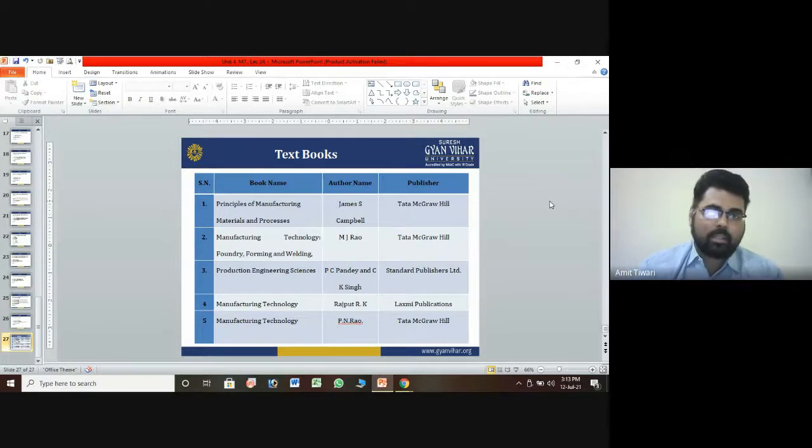So you can understand all these types of forming processes, foundry processes, and welding processes. You should prefer Manufacturing Technology by M.J. Rao. You can see it covers foundry, forming, and welding. It is a very commonly popular book, and M.J. Rao is used for these types of techniques.